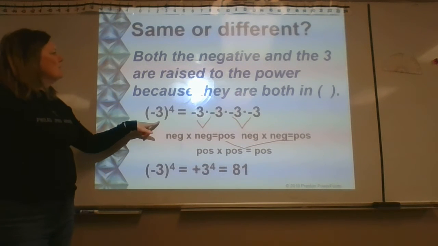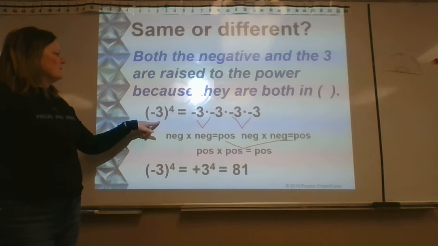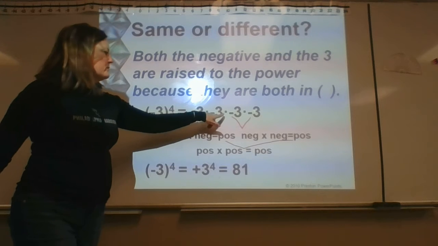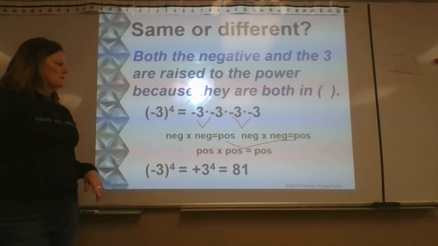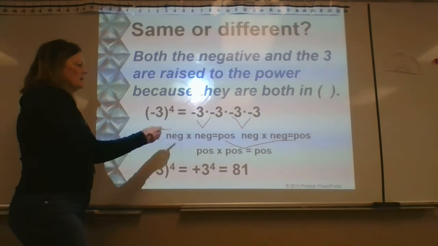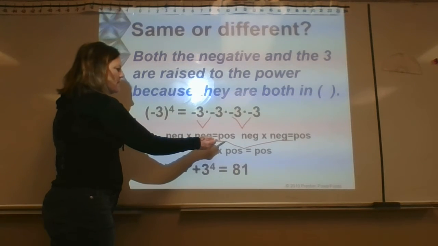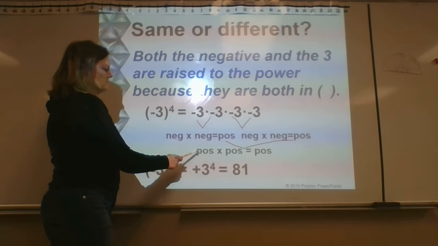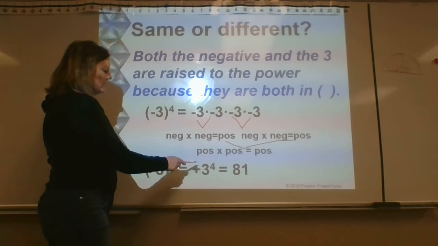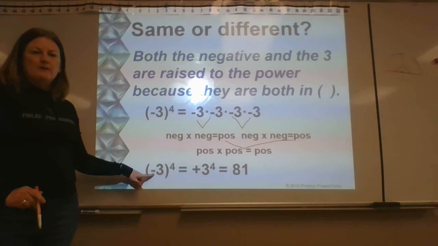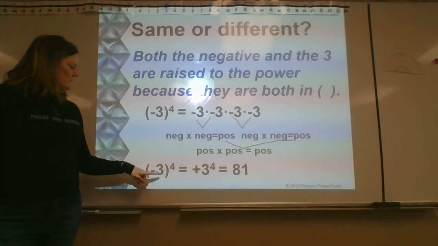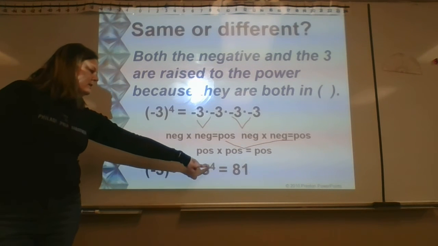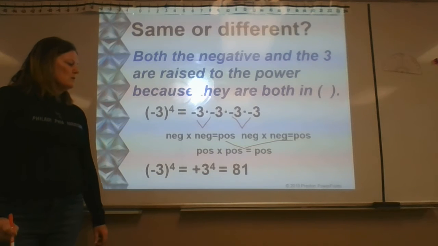So in the first one, both the negative and the 3 are raised to the power because they are both in the parentheses. So that means that -3 is multiplied by itself 4 times. And then a negative times a negative is a positive, and a negative times a negative is a positive. So in this case, we would have a positive times a positive. So the final answer is going to be positive. -3 in parentheses to the fourth power is the same thing as 3 to the fourth power, which equals 81.